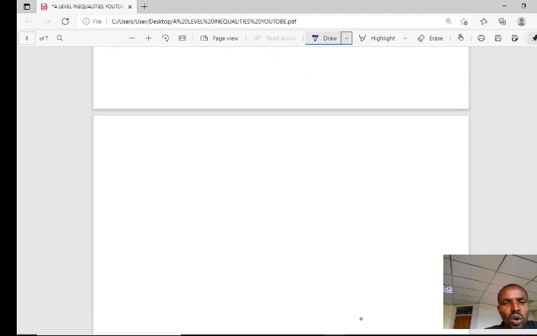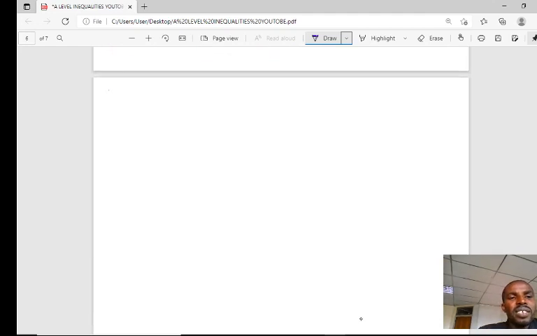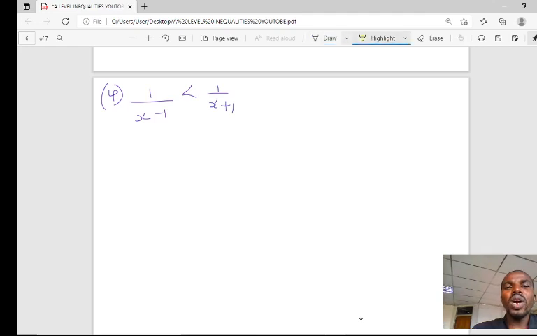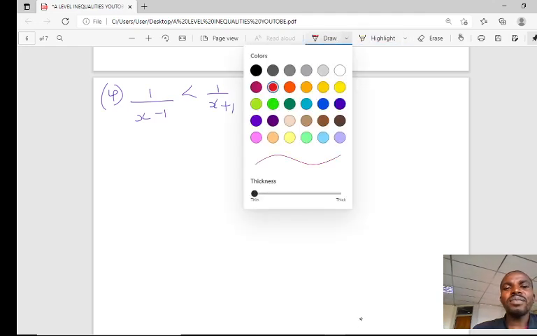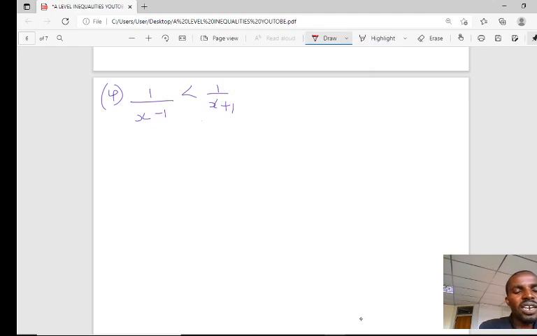Let me do one more example. It's supposed to be the fourth one. I can take, for example, this one: 1 over x minus 1 less than 1 over x plus 1. Something like this. So the first step is to make sure the right side of the inequality is actually 0. So you take 1 over x plus 1 and put it on the left side like this.